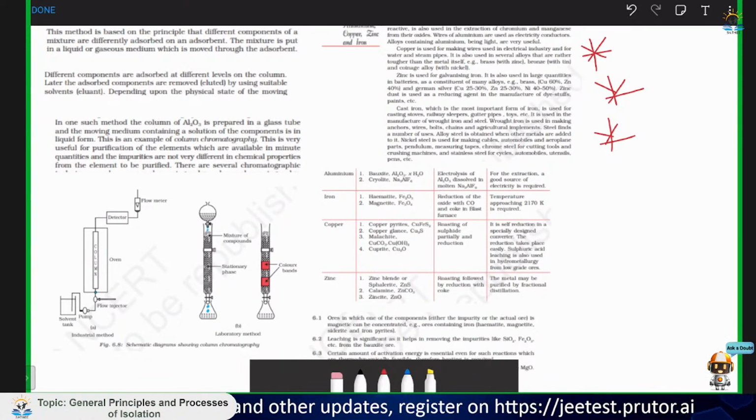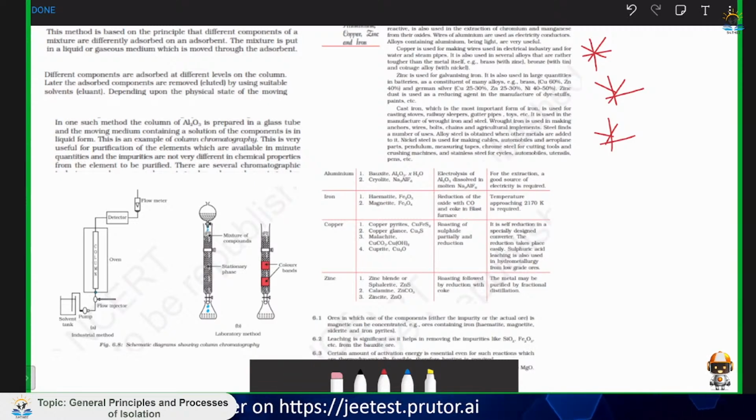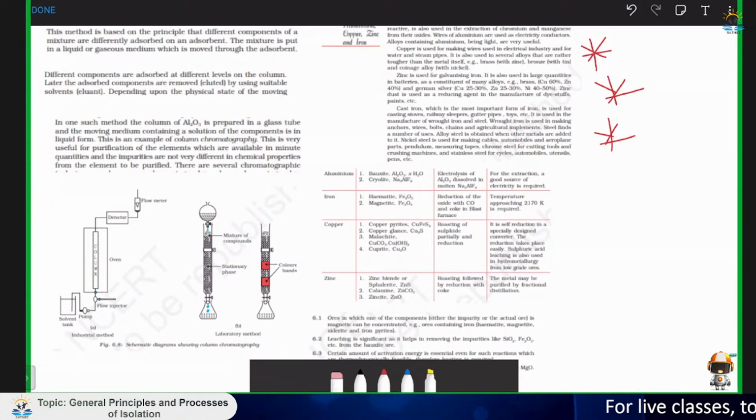Aluminium, you're going to use bauxite or cryolite. Cryolite you might not use; mostly you're going to use bauxite. Cryolite, you cannot purify it more. Electrolysis of Al2O3 dissolved in molten cryolite. For the extraction, a good source of electricity is required. These things are all discussed.